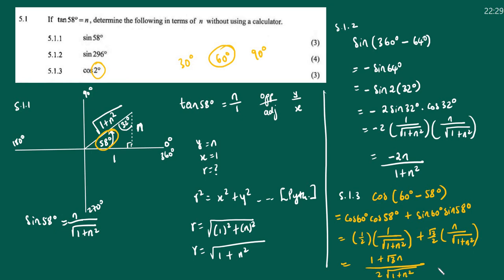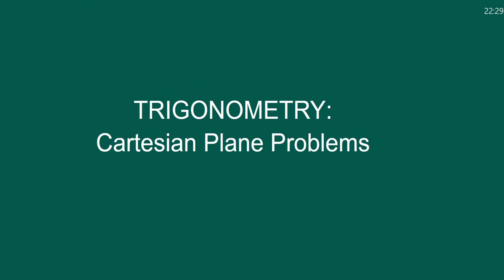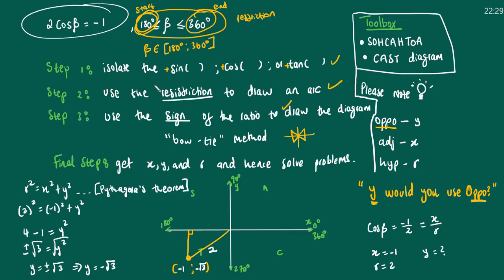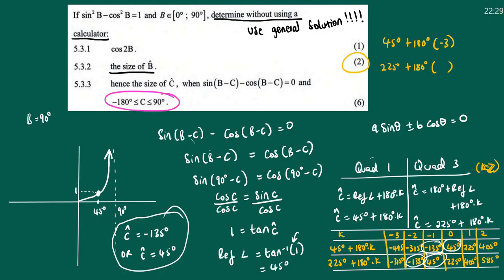Okay, so that is how you deal with them, guys. I hope this was very helpful. Please just remember, going back to the first slide, that when you're dealing with these: isolate the ratio, use the restriction to draw your arc, use the sign to draw the diagram, get x, y, and r. And then don't forget that x, y, and r relate to opposite, adjacent, hypotenuse, so we must remember SOHCAHTOA.